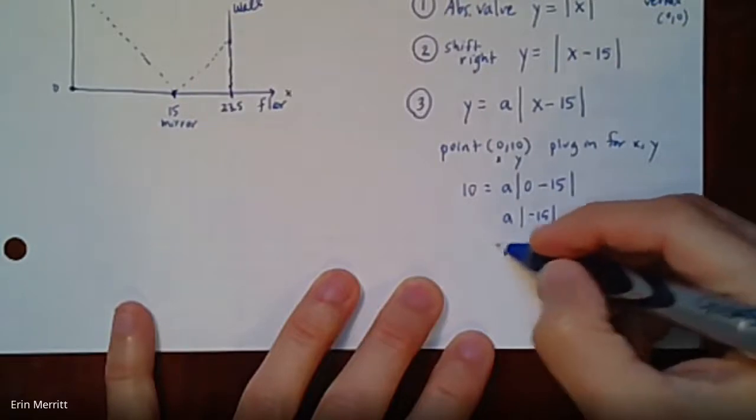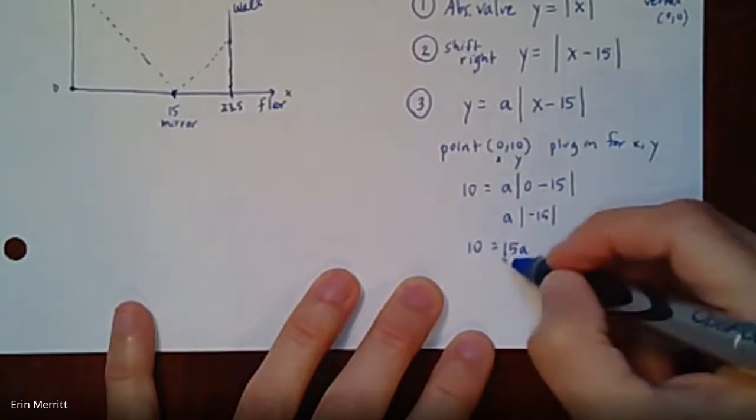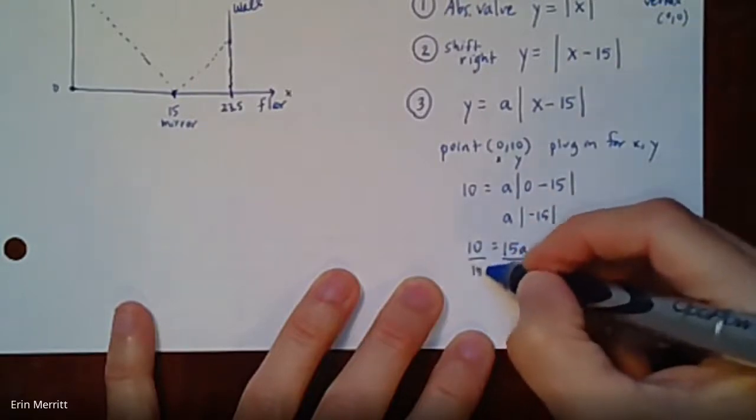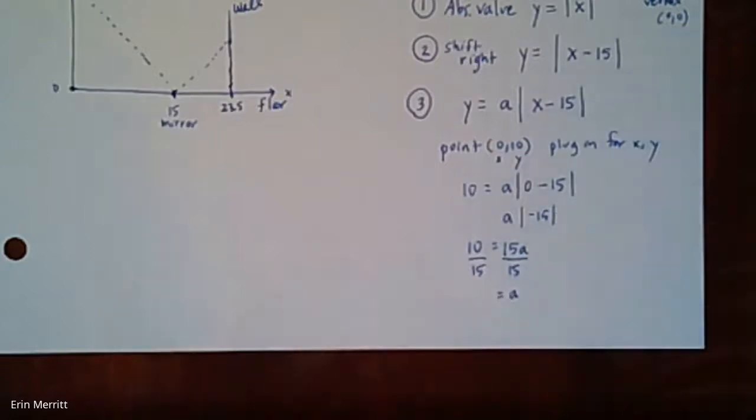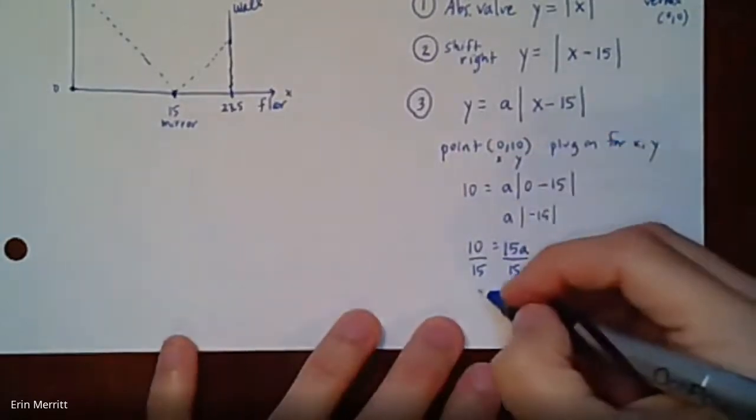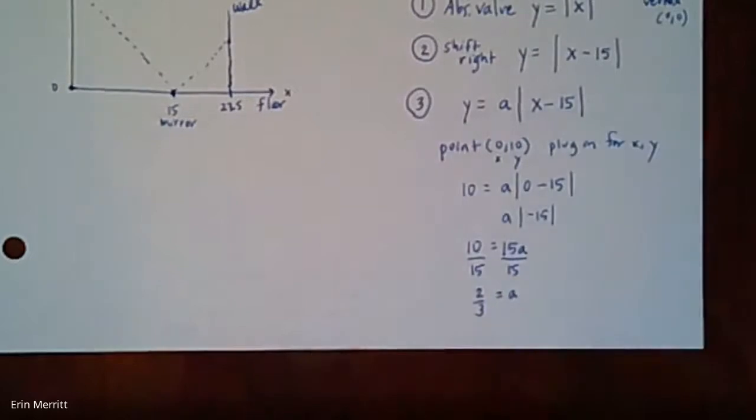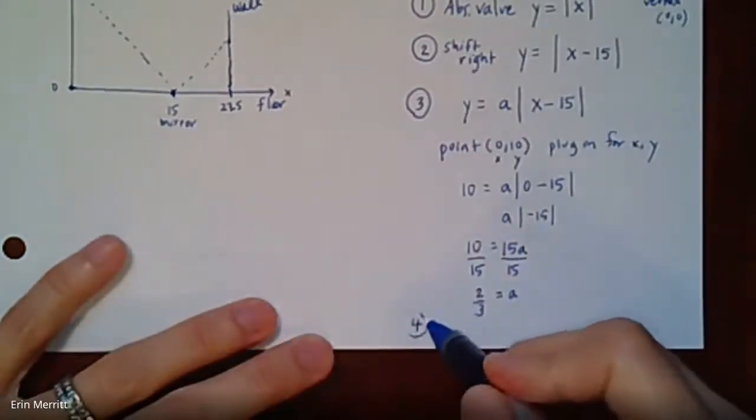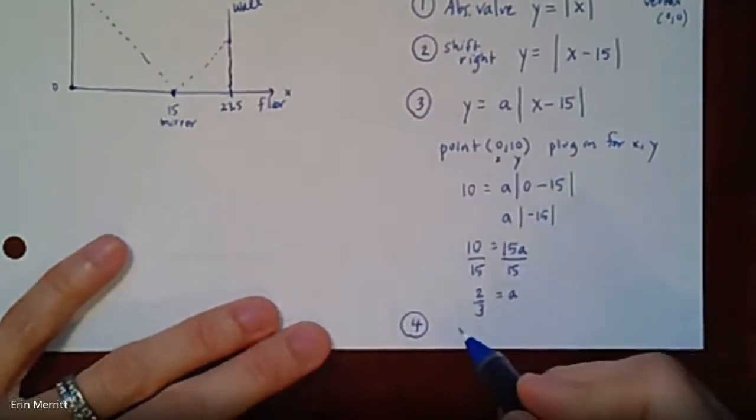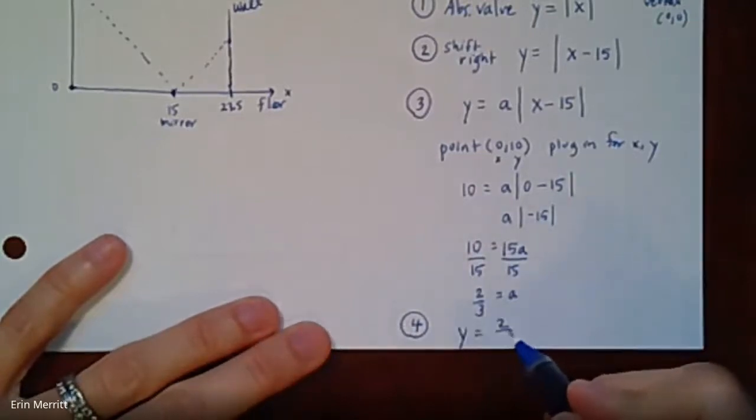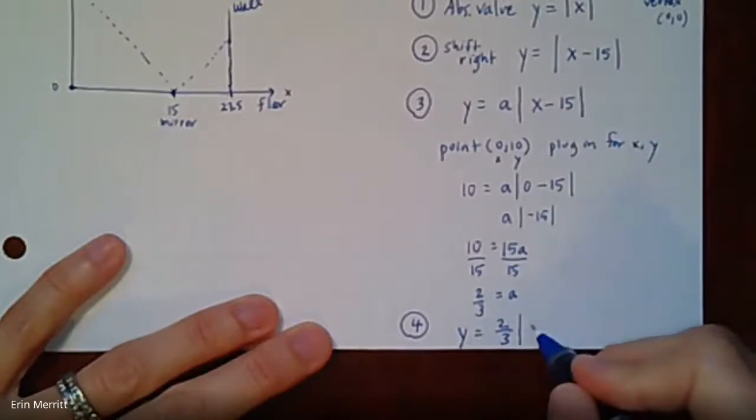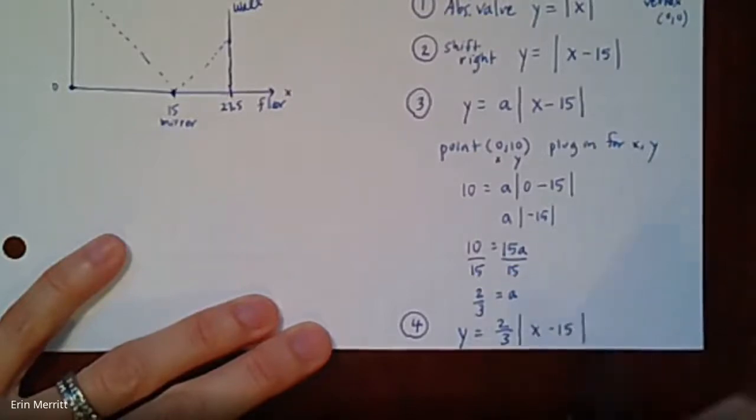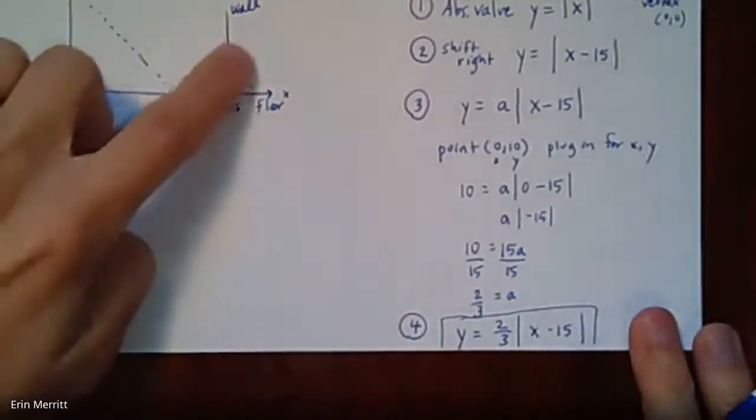So I'm going to put the 15 in front. And then last thing, divide to solve for a. So 10/15, that's the same as 2/3. So based on that, ta-da, we've done it. We can plug in and say that 2/3 and then x minus 15 is the equation of this absolute value graph that we sketched here.